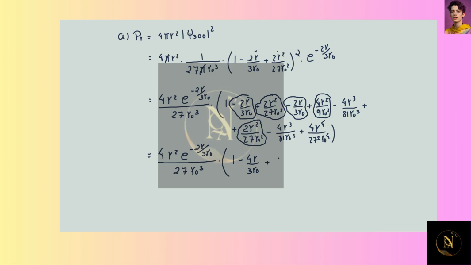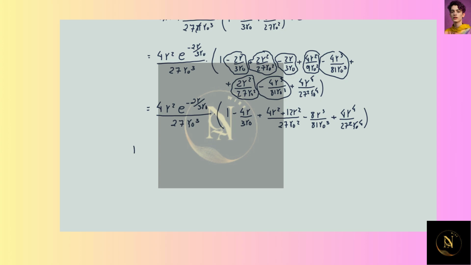We have 4r squared plus, well, we have to multiply by 3 both the numerator and denominator, then we get 12r squared, and this is all divided by 27 r0 squared. And finally we have this term and this term, which is repeated, so we get minus 8 r to the third divided by 81 r0 cubed plus 4 r to the fourth divided by 27 squared r0 to the fourth.